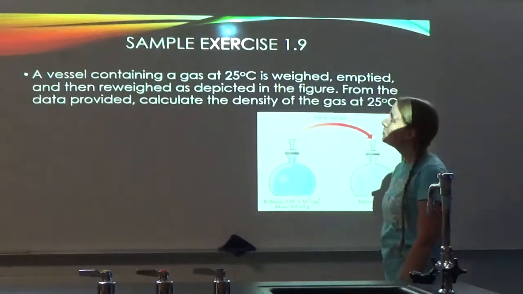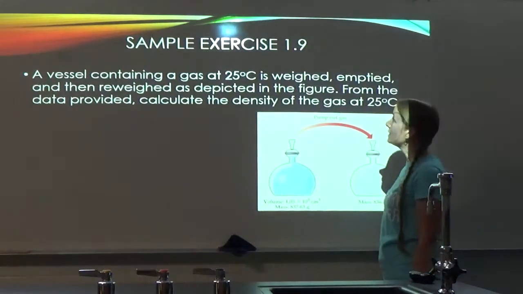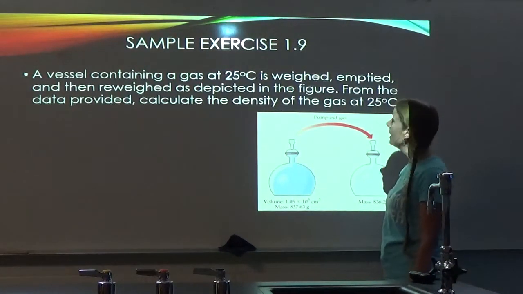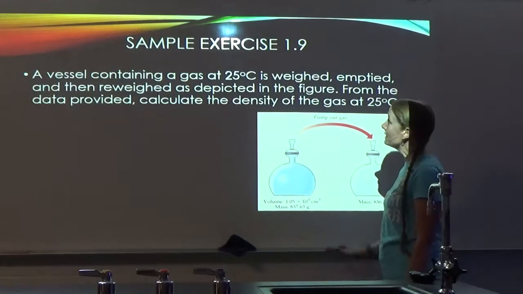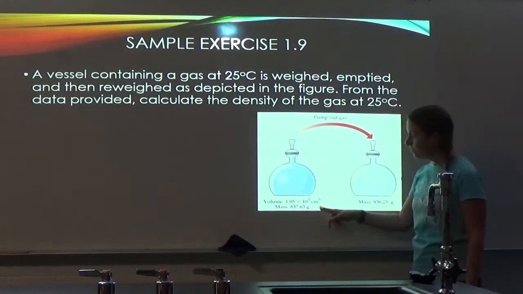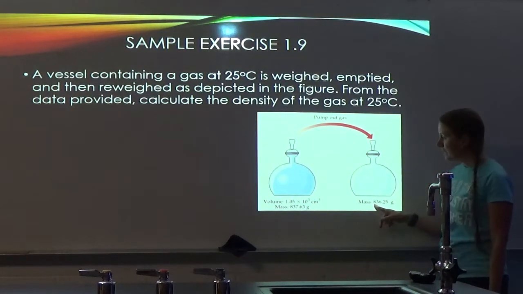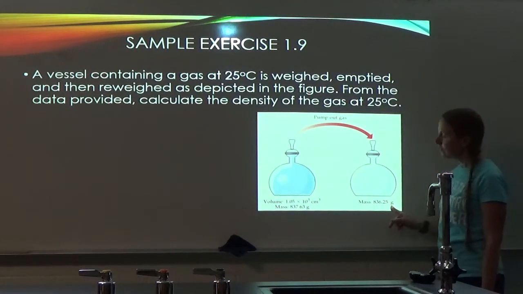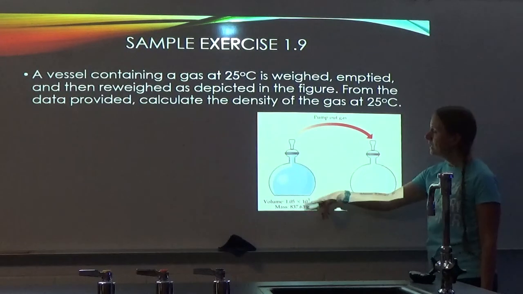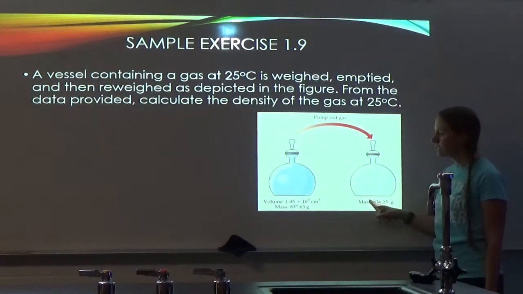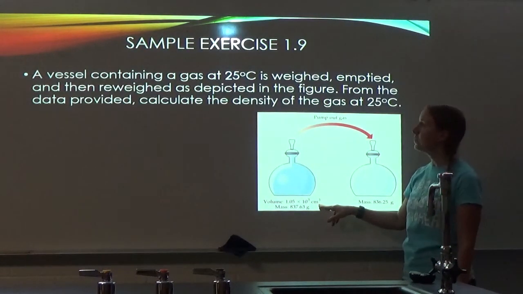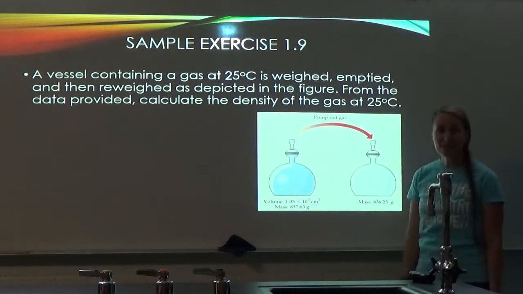All right. So it says a vessel containing a gas at 25 degrees Celsius is weighed, emptied, and then reweighed as depicted in the figure. So here we have a mass of 837.63 grams. Here we have a mass of 836.25 grams. So this is when it's full. They pull the gas out of it. This is when it's empty. And then it tells me the volume right here. It says calculate the density of the gas.